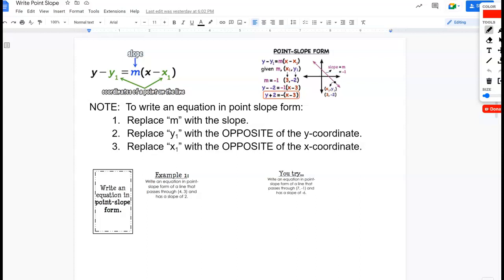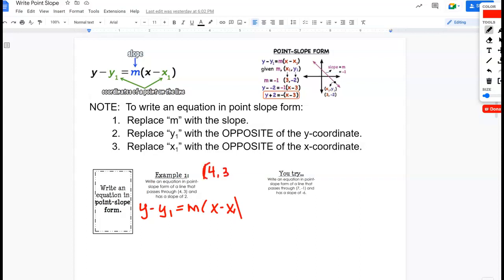So in order to write an equation in point-slope form, you need the slope, which you'll replace m with, and you need one point on the line. You're going to replace x1 and y1 with the opposite of the x and y coordinates. So in this first example, it gives you a point, 4, 3, and a slope of +2. So it's always useful to write out the formula first for point-slope form. And then you're just going to replace x and y and the slope.